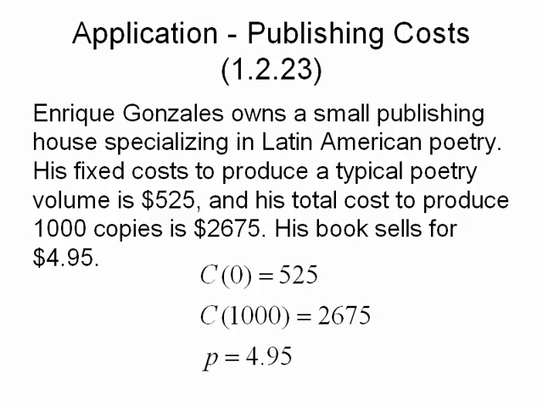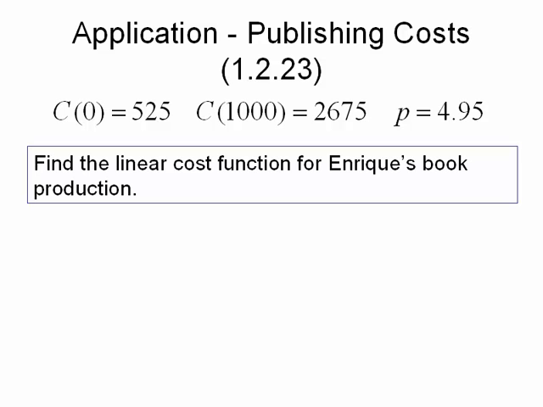So C of 0 is equal to 525. C of 1,000 is equal to 2,675. And p, the little p, is 4.95. I'm going to write that along the top, and the first thing I'm going to do is find our linear cost function for Enrique's book production.